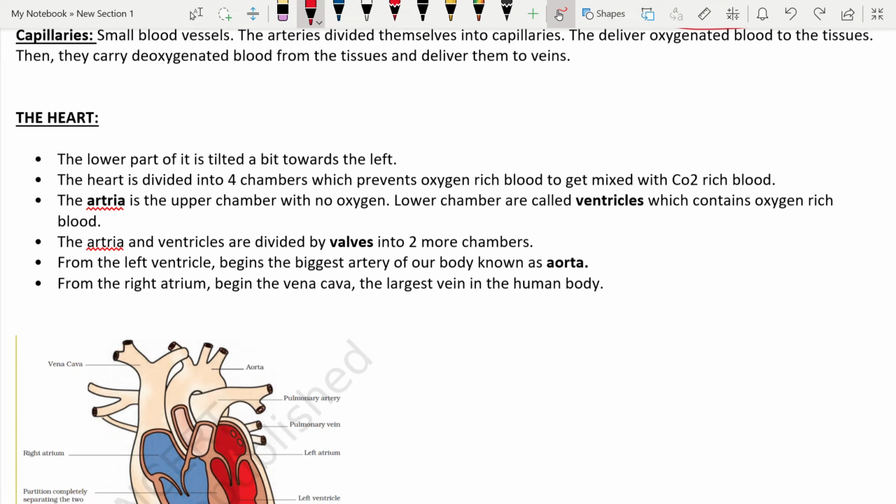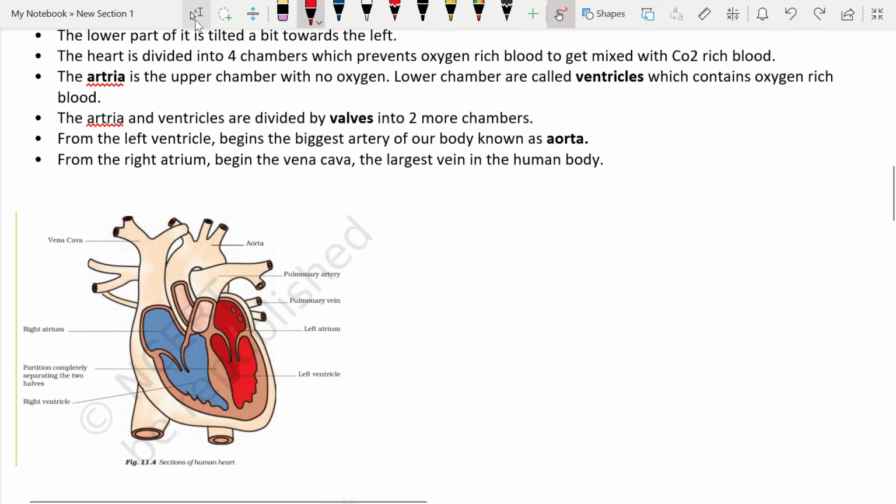From the left ventricle begins the biggest artery of our body, known as the aorta. The right atrium begins the vena cava, which is the largest vein in the human body.